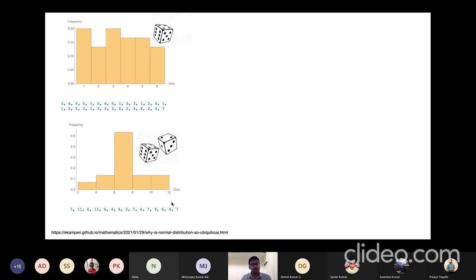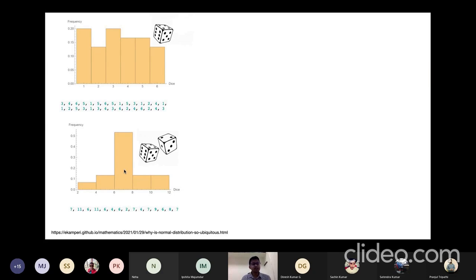Then if you plot these numbers following a similar protocol as the previous one, you get a distribution that looks like this. And can anyone tell me why this number 7 has the highest probability? Can anyone guess? Maybe because the maximum number of combinations gives 7, like 2 and 5, 3 and 4, and so on. Yes, perfect. Exactly correct.